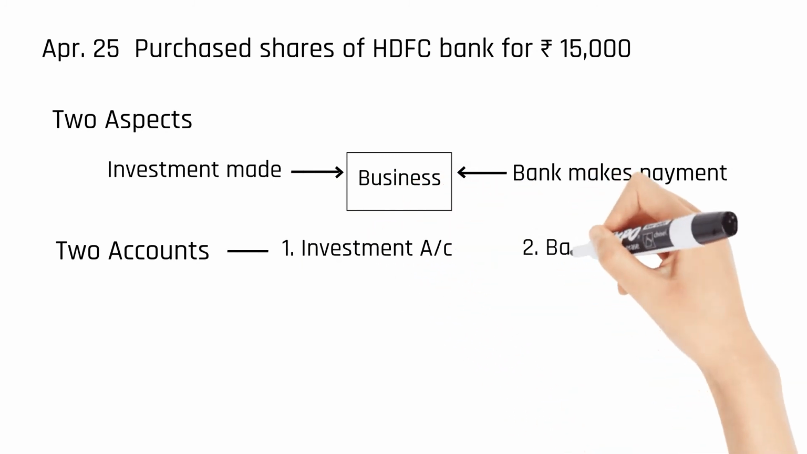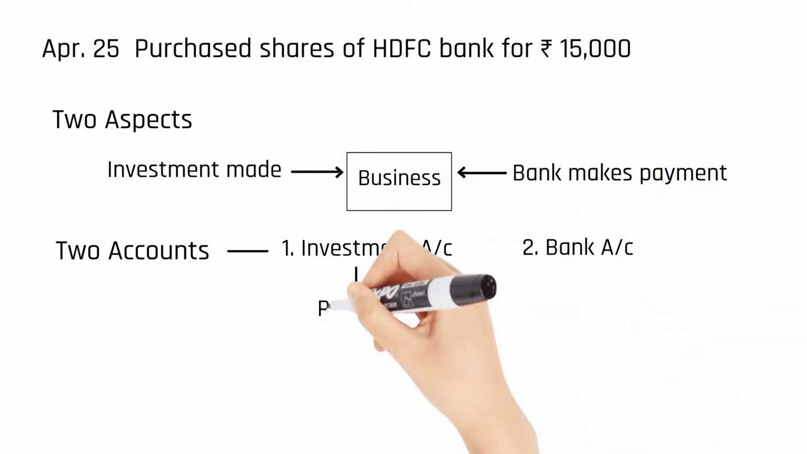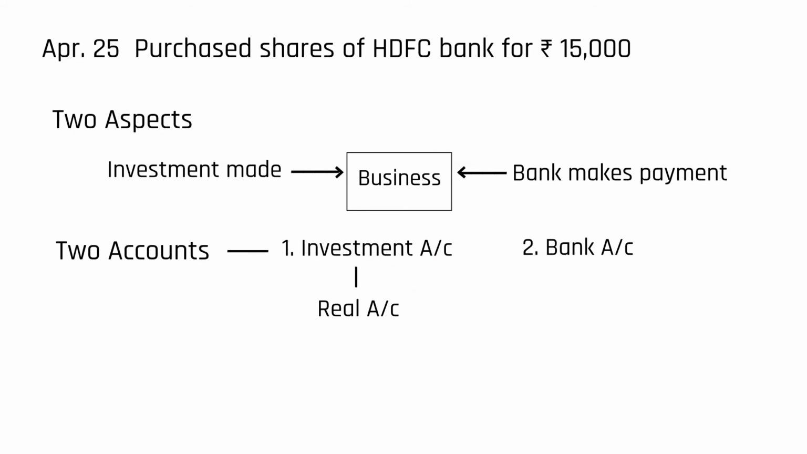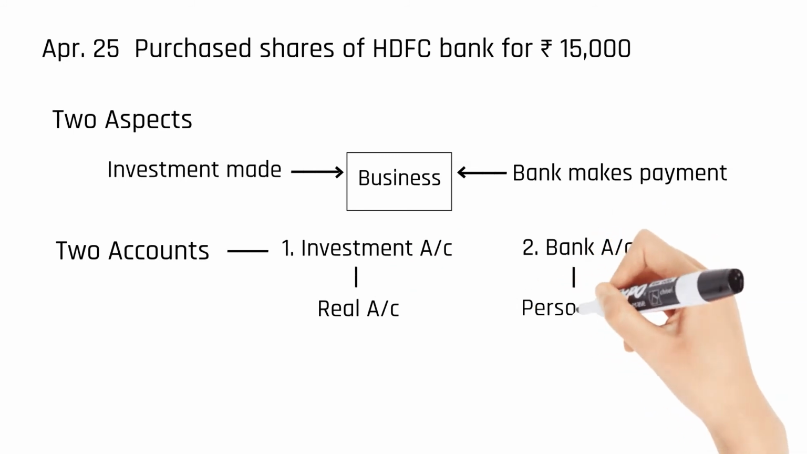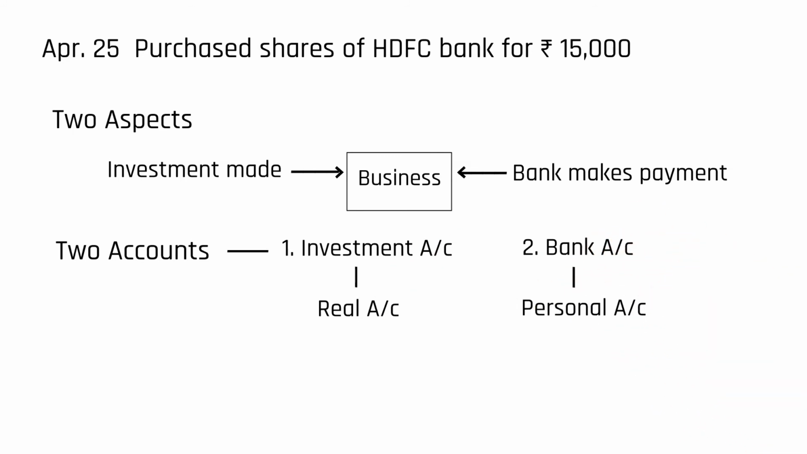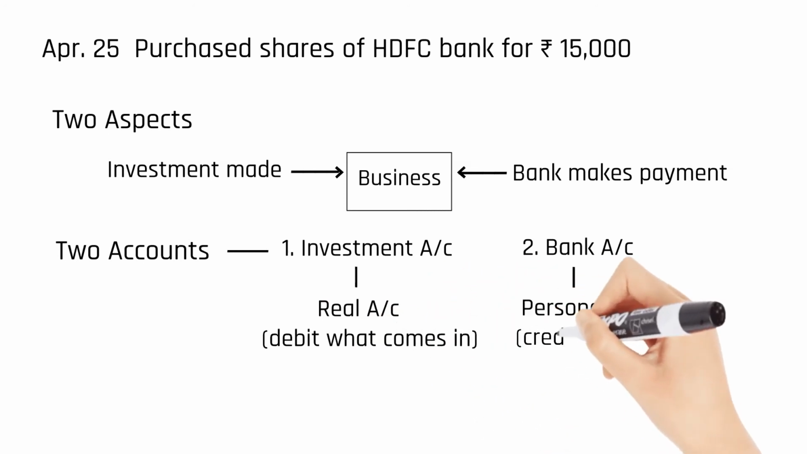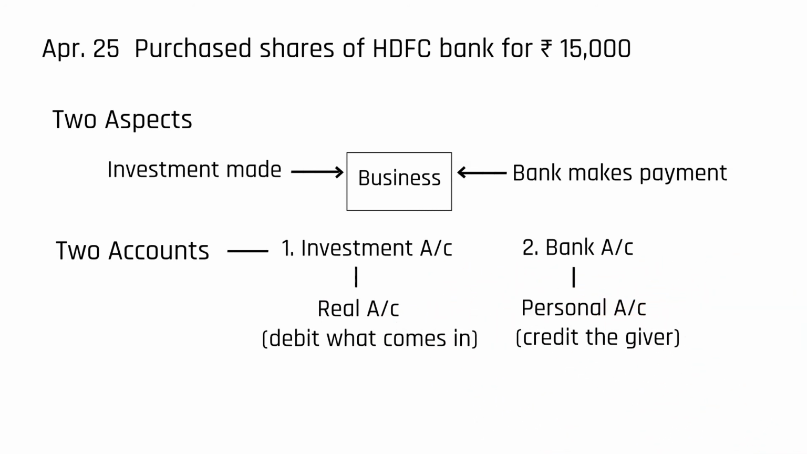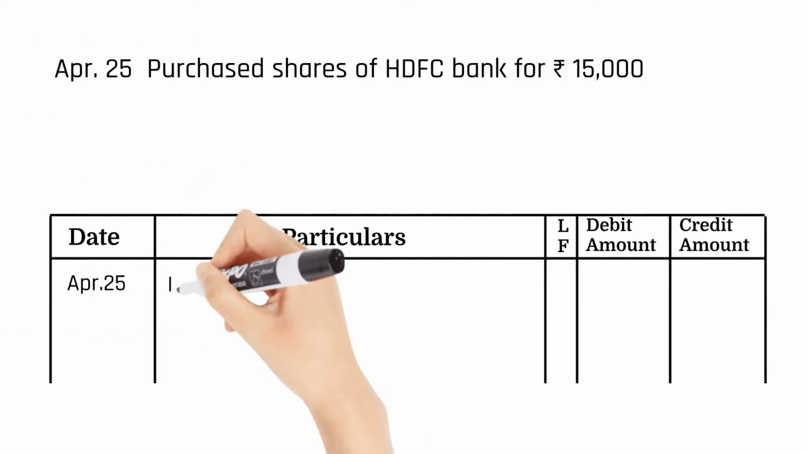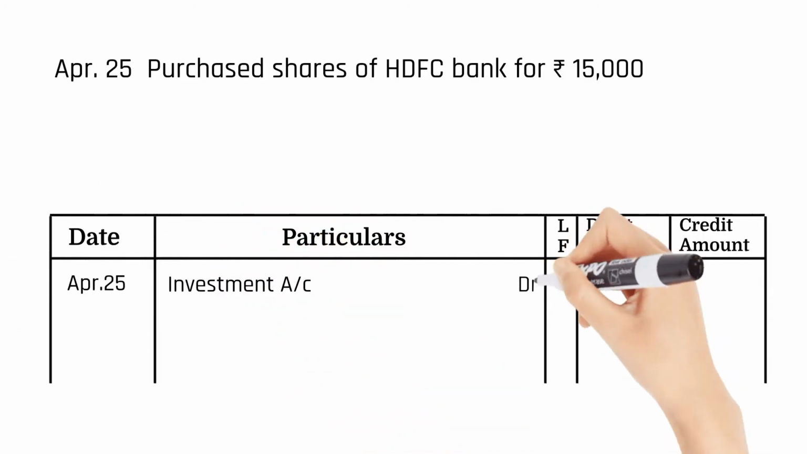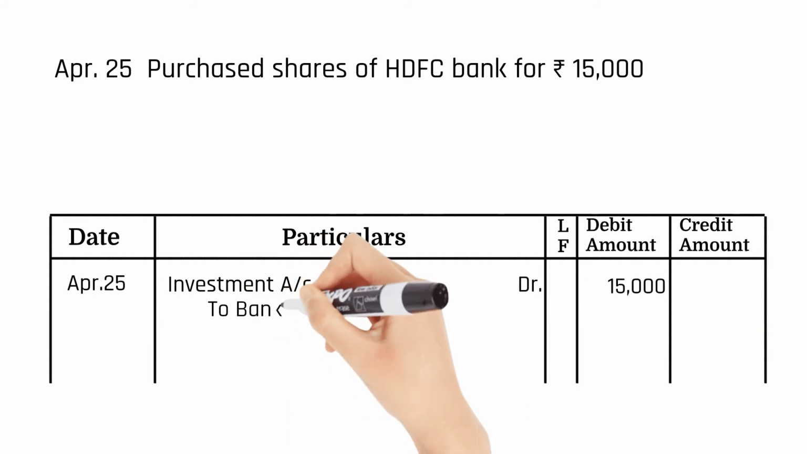Investment is an asset, so a real account, whereas bank is a personal account. Rules for them: investment is coming in, and for the business we say debit what comes in. And the bank is the giver of the payment, so credit the giver. Entry becomes investment account debit to bank account 15,000, being HDFC Bank shares purchased.